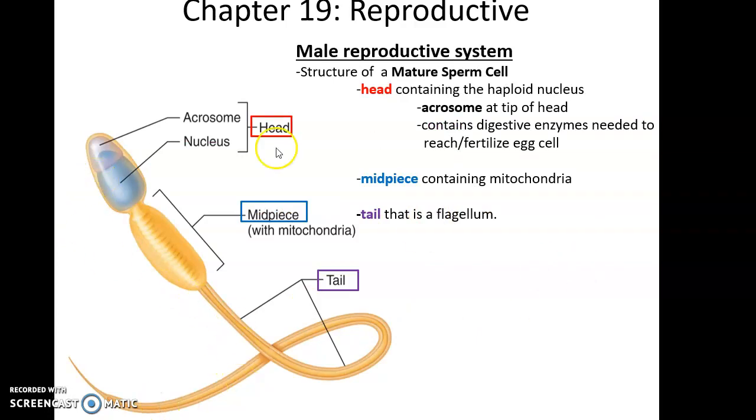The mature sperm has a head structure that includes the DNA, the chromosomes, as well as an enzymatic cap called the acrosome. The acrosome is needed to allow the sperm to penetrate and enter the oocyte, or egg cell. There's the midpiece with lots of mitochondria that will provide energy for the flagellum, the tail of the sperm, which will beat and move the sperm, hopefully through the female reproductive tract.